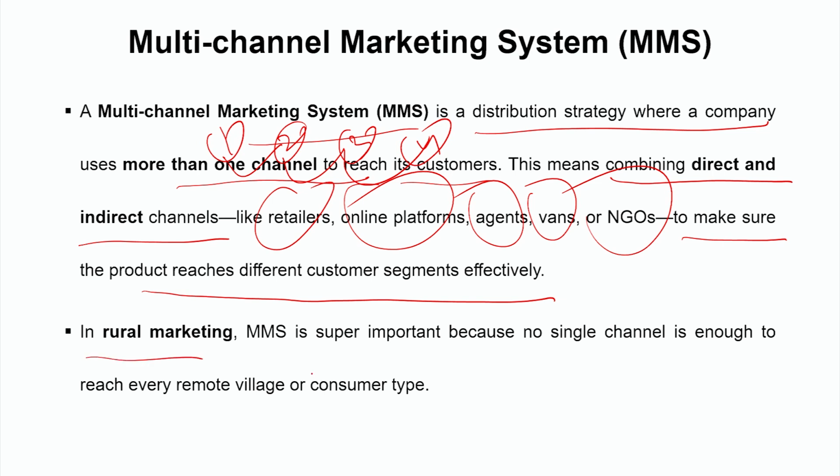So, in rural marketing, MMS is super important because no single channel is enough to reach every remote village or consumer type. So, my dear learners, we have understood that diversity and dispersed location is a threat as well as an opportunity. In order to make that challenge an opportunity, all have to join together, all are going to work in tandem to deliver the products and services to the customer's end, because you have to reach the remote customers.